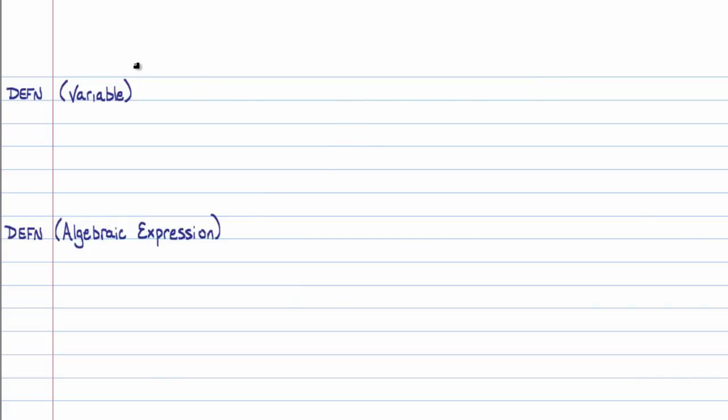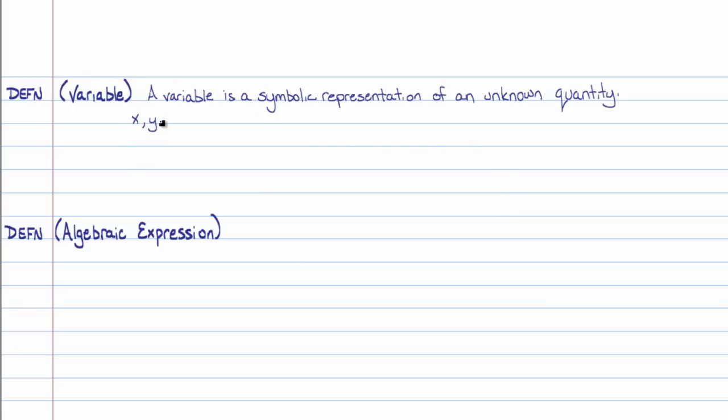Before we can do that, we'll go ahead and define a few things. First of all, we'll define what a variable is. A variable is a symbolic representation of an unknown quantity. And common variables that are used are letters like x, y, z.